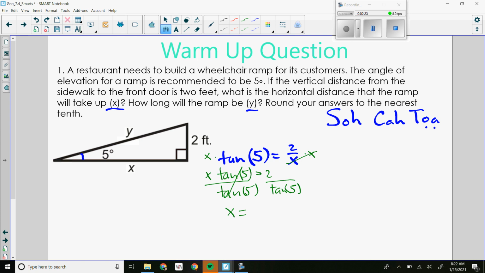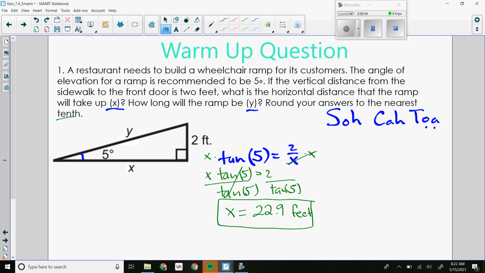And it looks like they want us to round to the tenth. So yeah, 22.86, which actually rounds to be 22.9. 22.9, and they had this in feet, so we can put ours in feet as well. All right, that's X, but we also have to find Y on this one. I'll switch colors to do that.